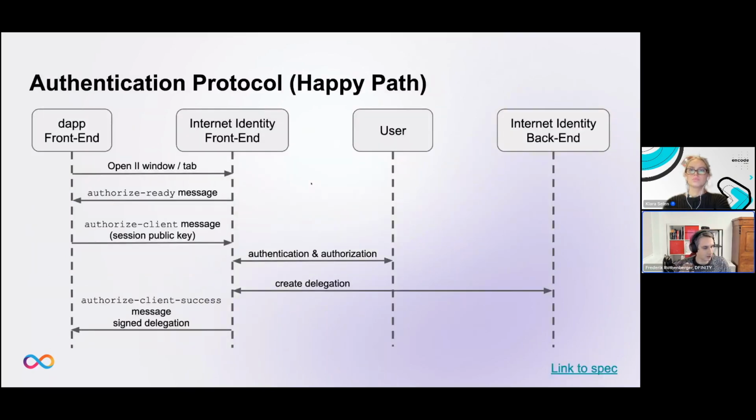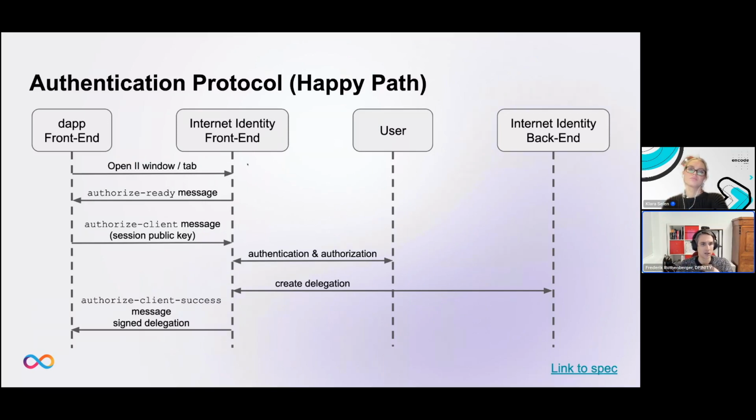If we look into this authentication protocol a little bit deeper, we have here a sequence diagram of how this works. We have the Dapp front end on the left, the Internet Identity front end next to it, then the user and the back end, which is the canister. As you have seen in the demo, if you press sign in, the Dapp front end will open an II window or a tab, and then it will wait, because the Internet Identity front end needs some time to load all the assets and to initialize the JavaScript.